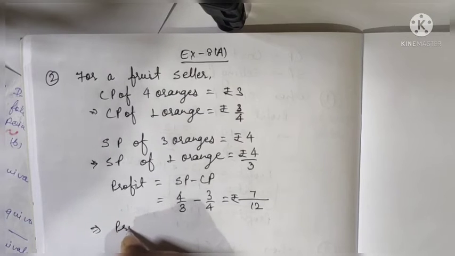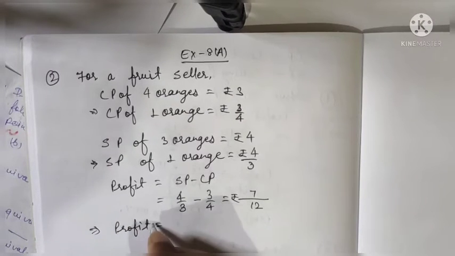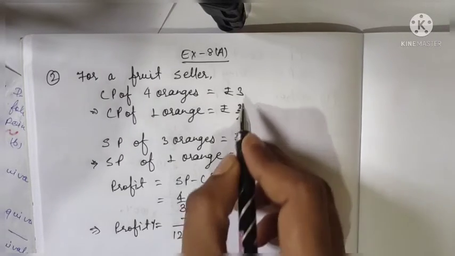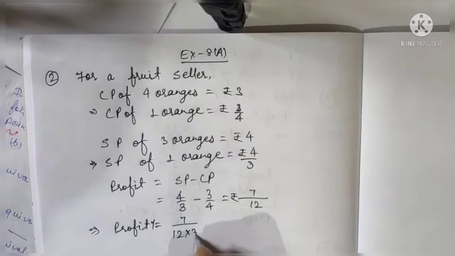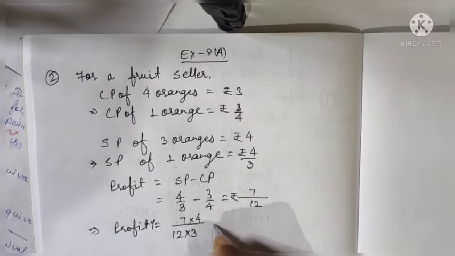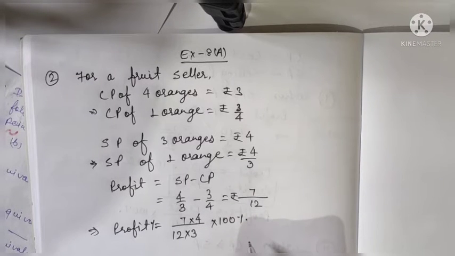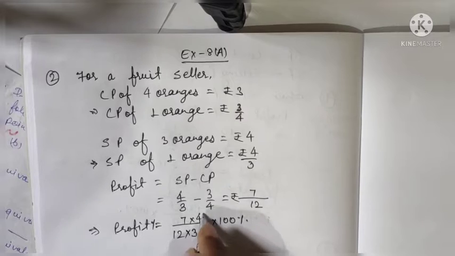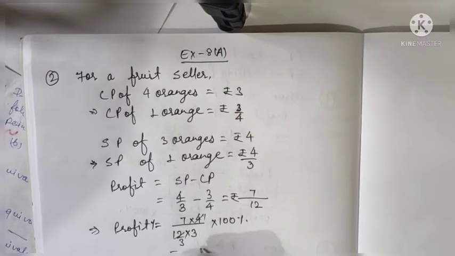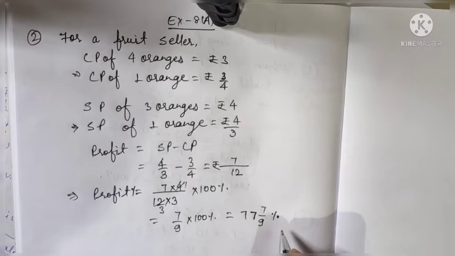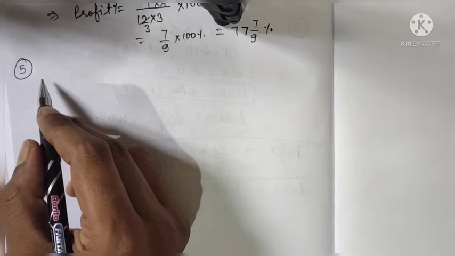And as we know that profit percent is equal to profit by CP into 100%. So it will be 7 by 12 into, CP is 3 by 4, so 3 here and 4 here, into 100%. Simple. Doubt? 4 1s are 4, 4 3s are 12. Now 7 by 9 into 100% is 700 by 9, which is 77 7 by 9%. Simple.